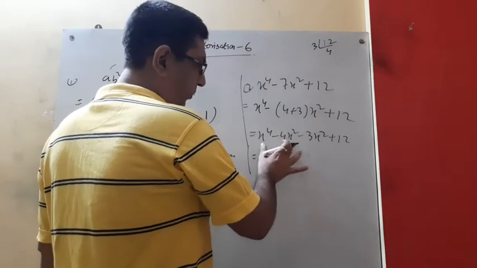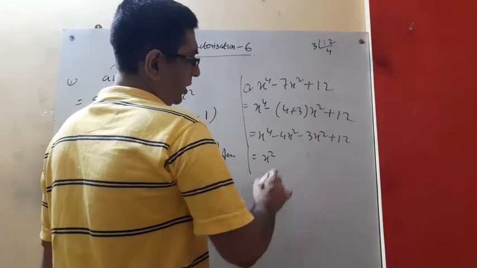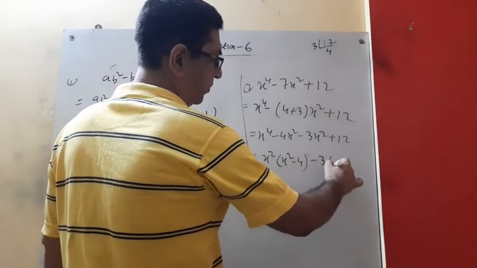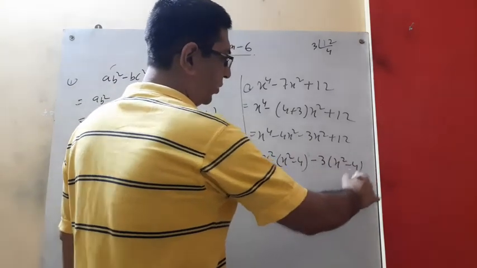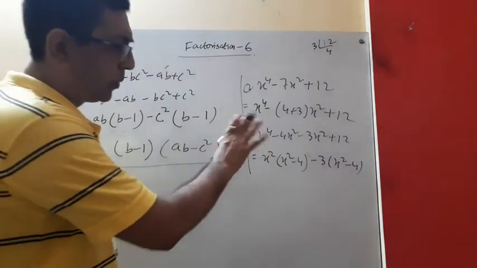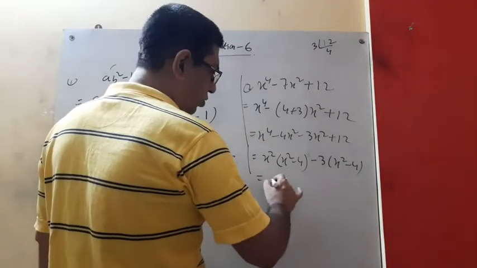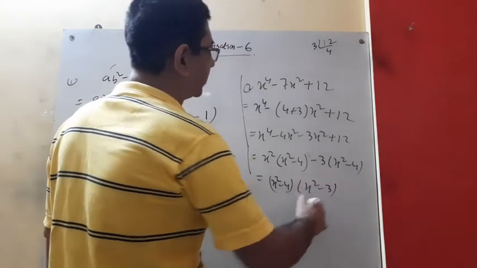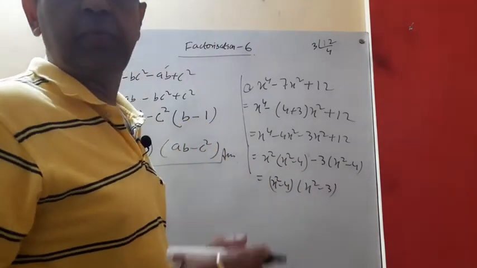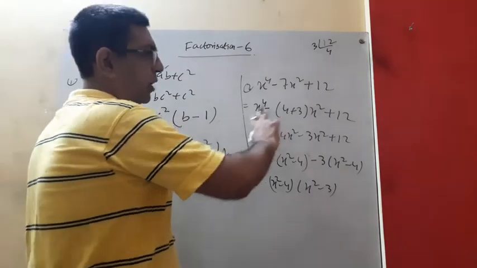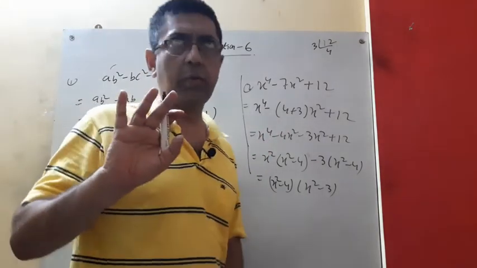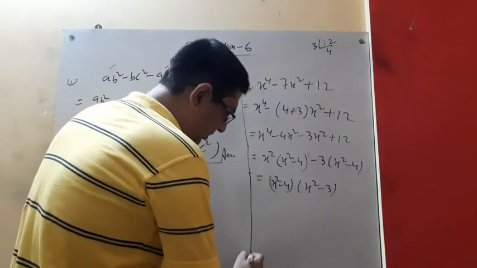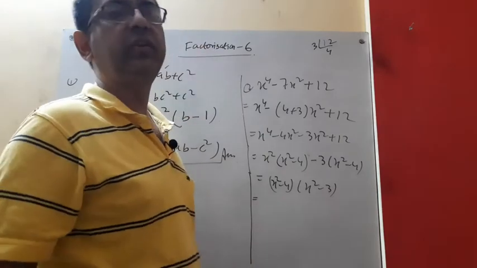Now from these 2 we take common x square, so x square minus 4 is coming. This is minus 3. x square minus 4 is coming, right? Go for grouping of terms. Now this one is common, x square minus 4, and the other is x square minus 3. So whatever we have done, this is middle term break. We have already discussed middle term break, most probably in the 3rd or 4th video.